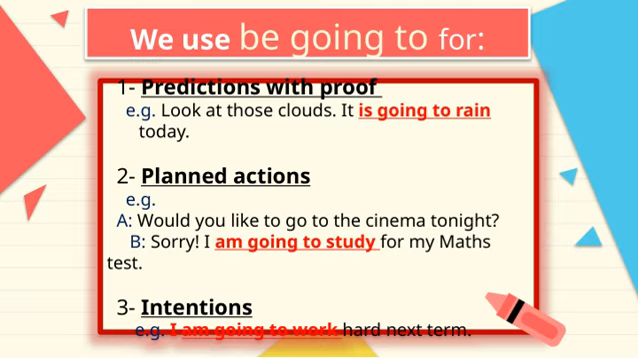Next, we have planned actions. Imagine someone asking, "Would you like to go to the cinema tonight?" And the response being, "Sorry, I am going to study for my maths test." This illustrates how we talk about our intentions based on plans we've made. And finally, intentions. For instance, "I am going to work hard next term." This expresses what we personally intend to do in the near future.